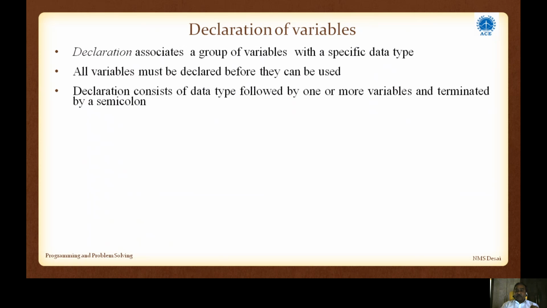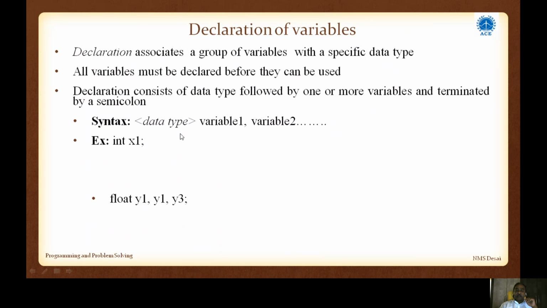Declaration consists of a data type followed by one or more variables. I can declare multiple variables on the same line by separating them with commas, right? And each statement, as we have already seen, has to be terminated by a semicolon. Example, syntax here: data type, variable 1, variable 2, and so on. The last character will be a semicolon.